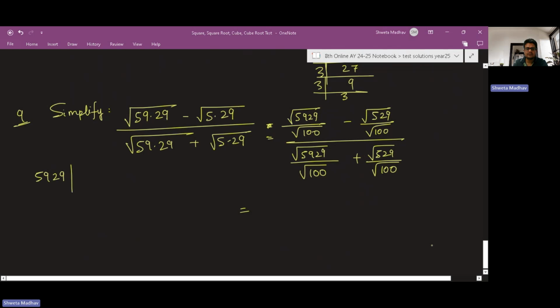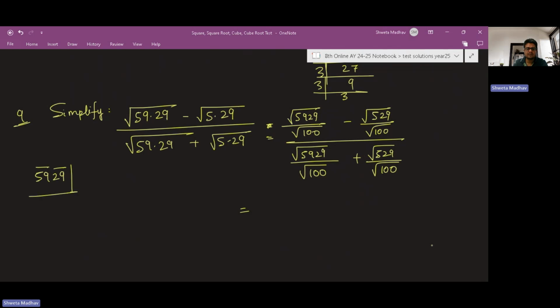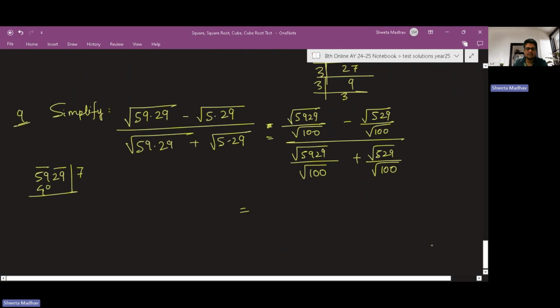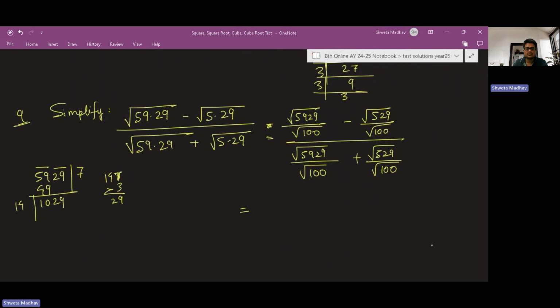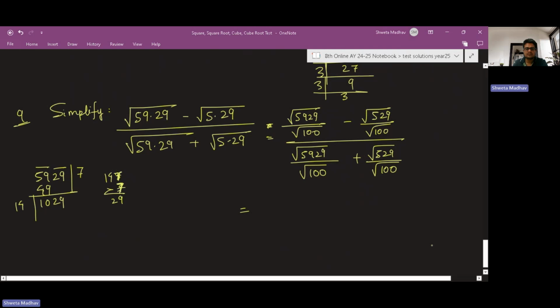So 5929, if we find the square root by using long division, then we'll get 7 sevens are 49, then you have 10, then you have 29. If we take 7, then 7 sevens are 49, 7 fours are 28, 28 plus 4 is 32. So it means the square root of 5929 is 77, by root over 100 is 10, minus square root of 529.